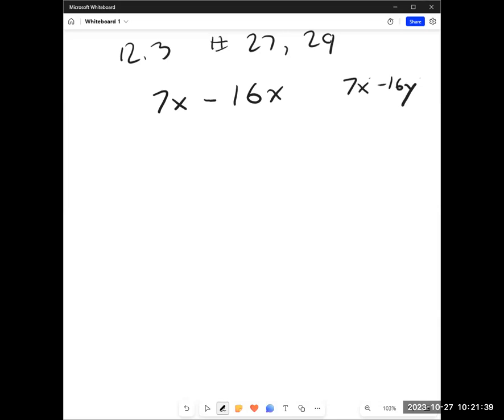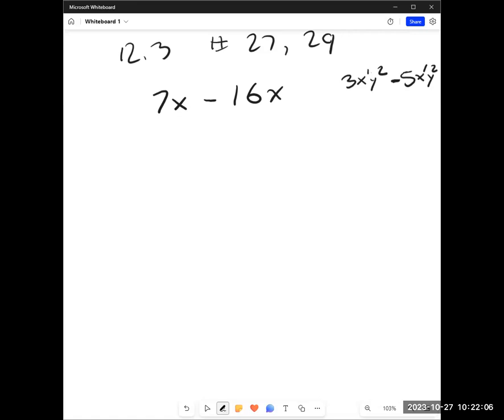If I had terms that were, say, 3xy squared and then minus 5xy squared, even though there's multiple exponents here, this is fine. They're like terms because both terms have an x to the first and a y to the second that are being multiplied. The variable parts are exactly the same.